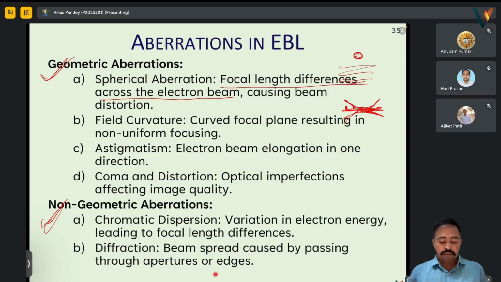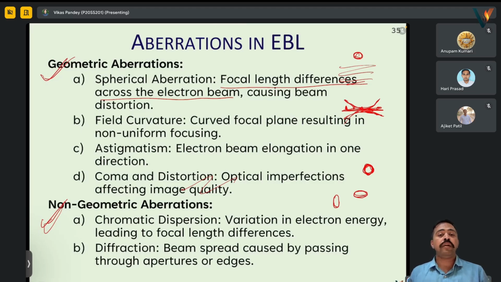Astigmatism, that is, the electron beam elongates in one direction. So ideally the spot should be circular, but what if it is like this, or like this? In such cases there can be astigmatism, that is, vertical and horizontal directions will mix up.